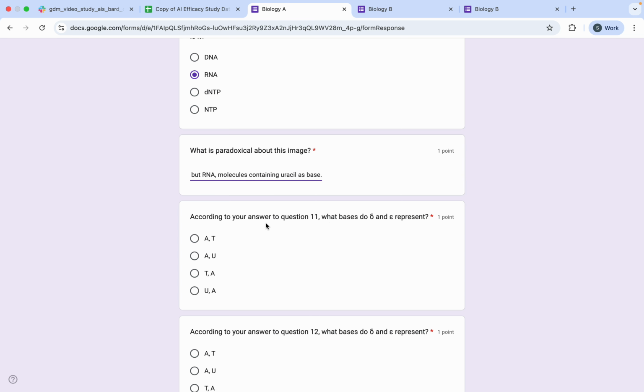According to your answer to the previous question, what bases do delta and epsilon represent? It is A and D.